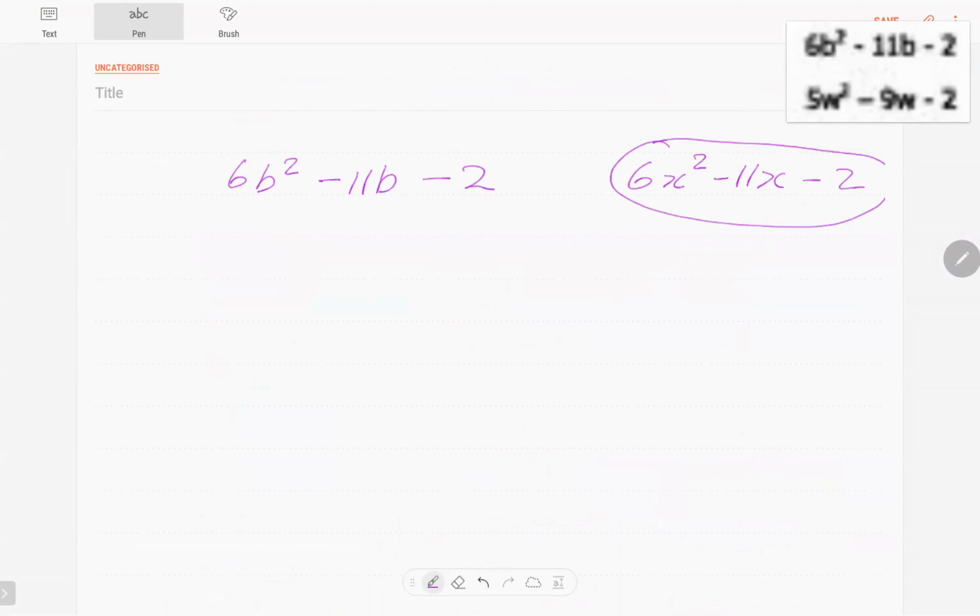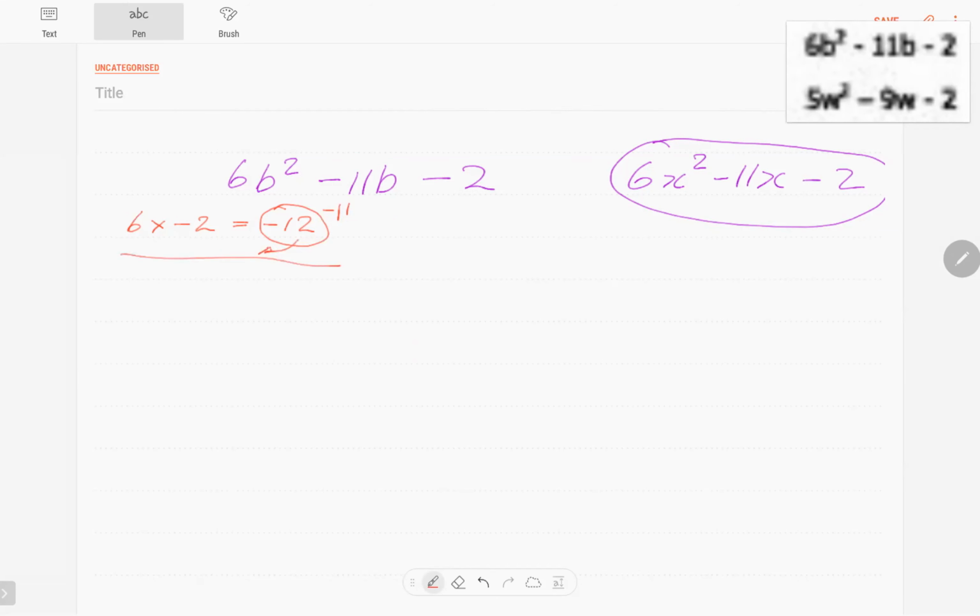So remember, the method we're using is one where we're trying to split this 11b into the sum of two terms that will still be equal to 11b. This one is pretty straightforward. We start the procedure by multiplying the a times the c, which is 6 times minus 2, negative 12. And then we want factors of negative 12 that add to negative 11, which is the middle coefficient. Now we'll search those factors quickly.